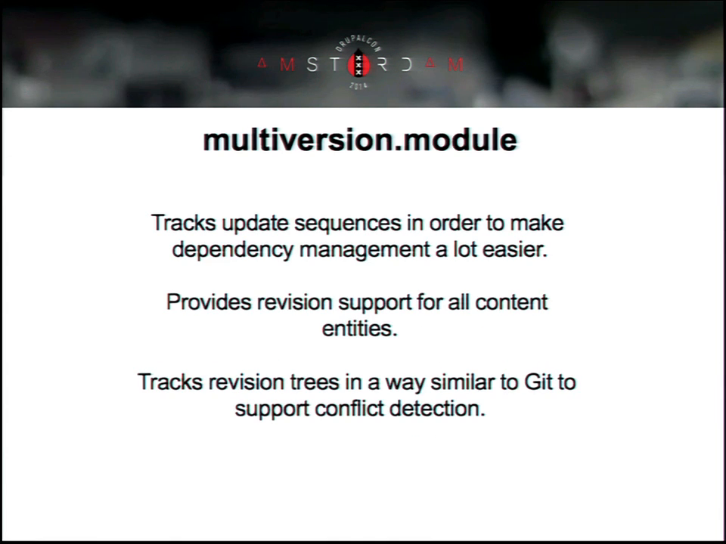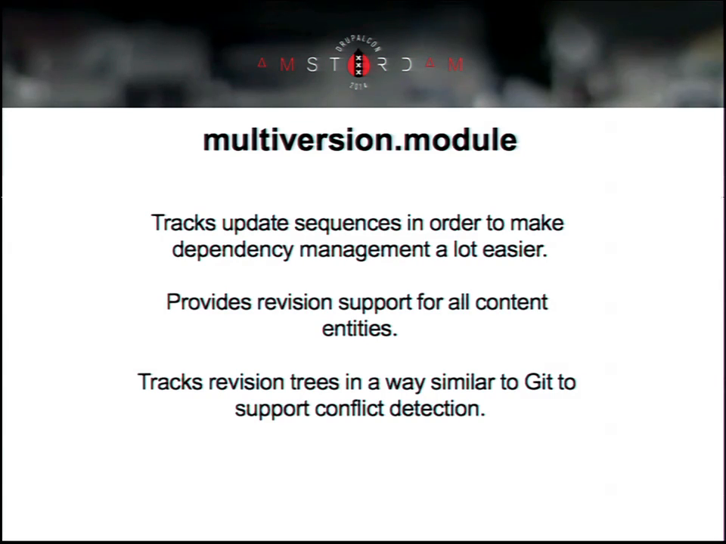So Multiversion module first. The main purpose of the Multiversion module is to track update sequences in order to make dependency management easier. In Drupal 7, we tried to detect dependencies. It's very, very difficult to do that. Lots of contrib modules add things onto the entity object. They don't necessarily track things with UUIDs. It's very difficult to detect dependencies. We made it sort of work in Drupal 7, but in Drupal 8 we approached the problem differently. We basically track the update sequence and look at it more like a traditional replication, like a database would do. We more or less replay changes. That way we don't need to deal with dependencies.